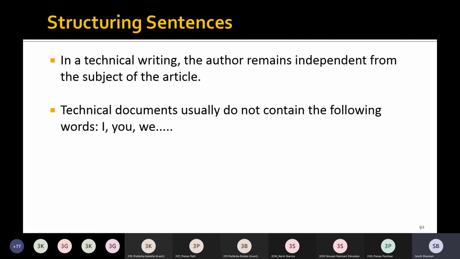Now also, many times we should avoid writing words like I, you, we while writing technical documents. Technical documents usually do not contain such words. So many times while writing technical documents, we should bring in efforts such that the author remains independent from the subject of the article. So try to avoid such words unless it becomes really important, so as to simplify our sentences. I have already explained when we can go with active voice statements and when we can use such words. But typically, try to avoid that.